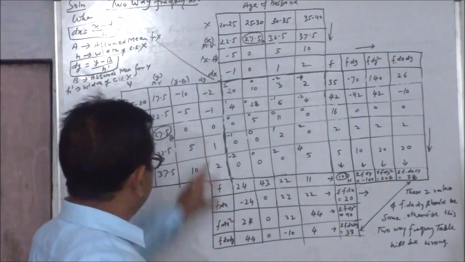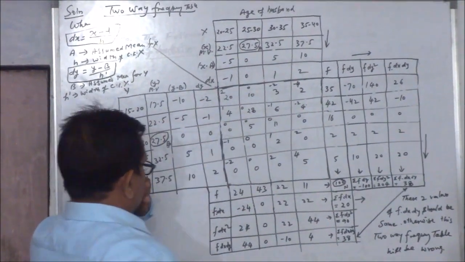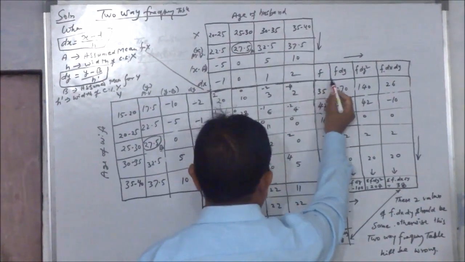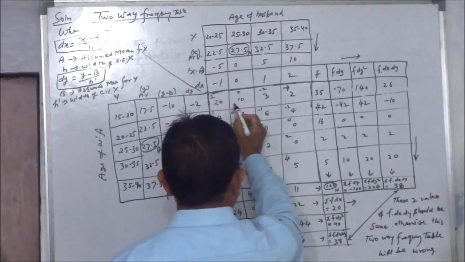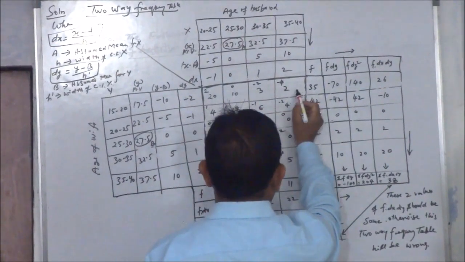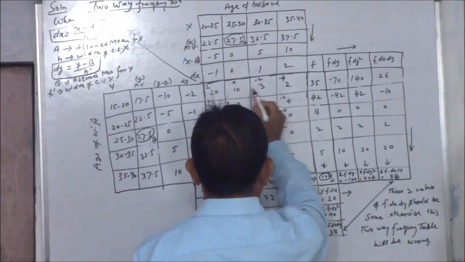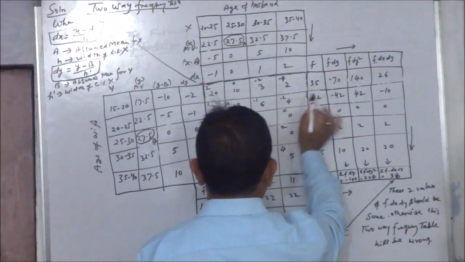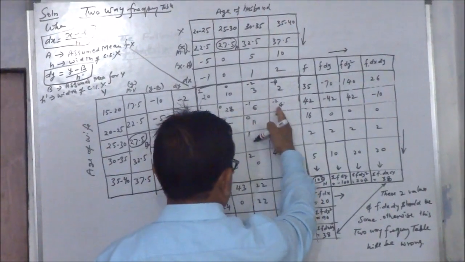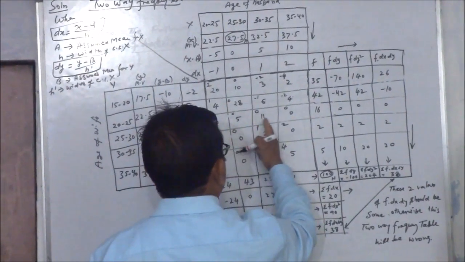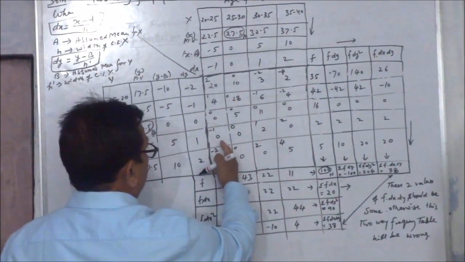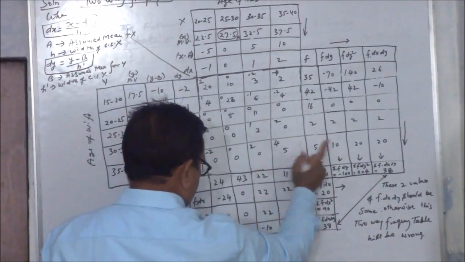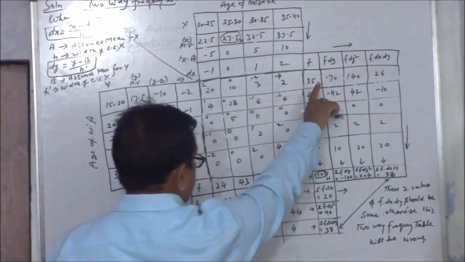Now we have already calculated dx and dy. First we will find the values of f. Add all these frequencies in the row. 20 plus 10 plus 3 plus 2. So 30 plus 3 is 33, plus 2, this is 35. Similarly, 4 plus 28 plus 6 plus 4, this is 42. 0 plus 5 plus 11 plus 0, this is 16. 0 plus 0 plus 2 plus 0, this is 2. 0 plus 0 plus 0 plus 5 is equal to 5. This is your frequency along the rows.